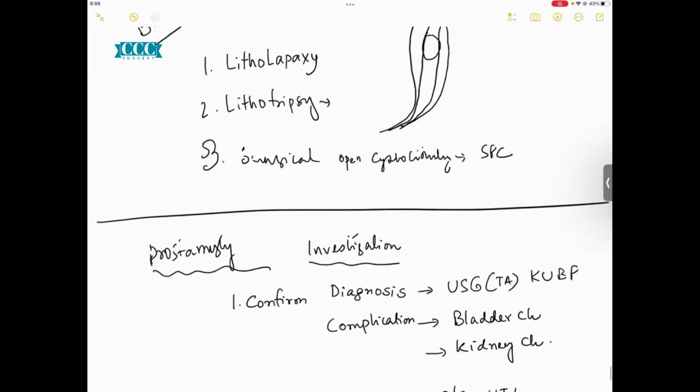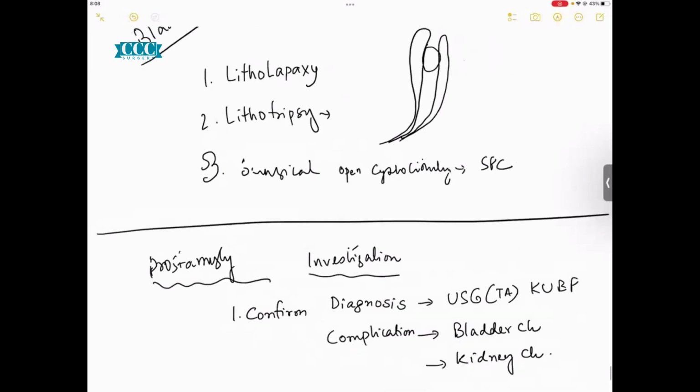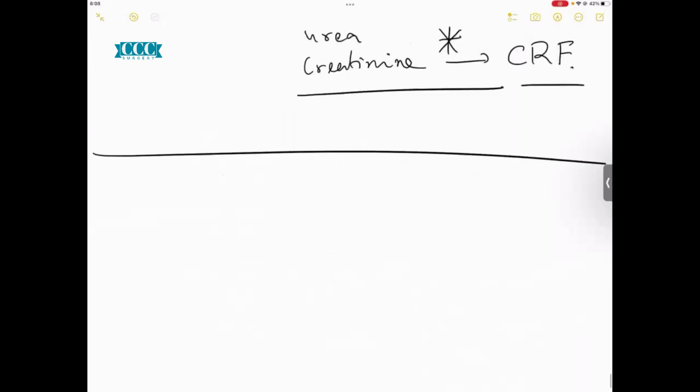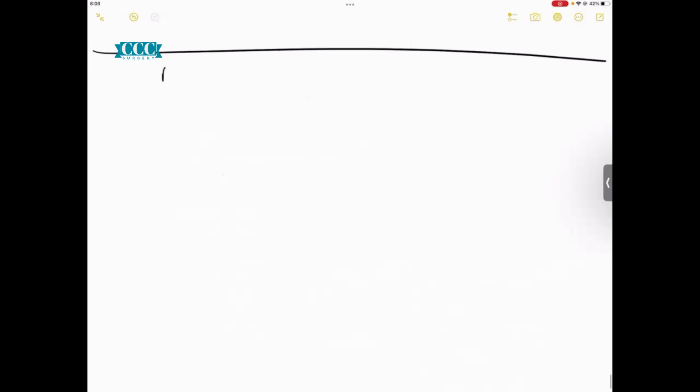So these are the investigations that you are required to do. You can be more elaborate on the urodynamics, but for 4 marks, or for 3 marks, I think this is enough. What are the medical treatment options and surgical treatment options? The medical treatment options for benign hypertrophy of the prostate: the first line of medications will always be alpha blockers.